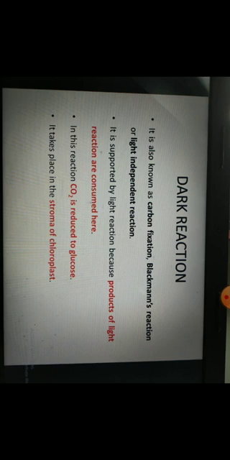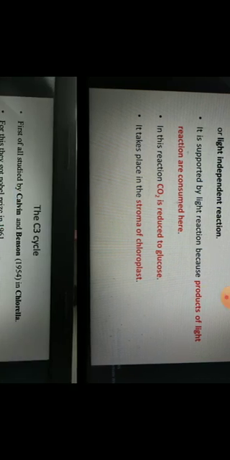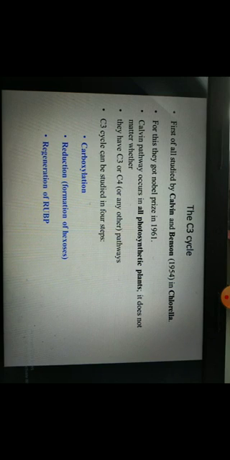The next point about this dark reaction is that it takes place in the stroma of the chloroplast. Light reaction takes place on the thylakoid membranes, and this dark reaction or light independent reaction takes place in the stroma of the chloroplast. It was first studied by Calvin and Benson, and that is why it is also called Calvin cycle. They studied this Calvin cycle or C3 cycle in chlorella, a single celled alga, and they got the Nobel Prize in 1961 for this work.